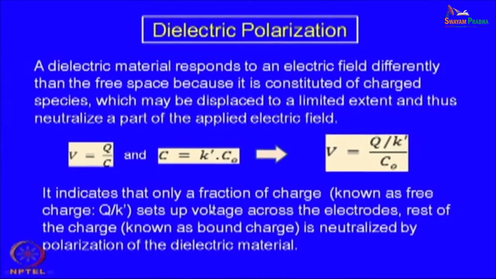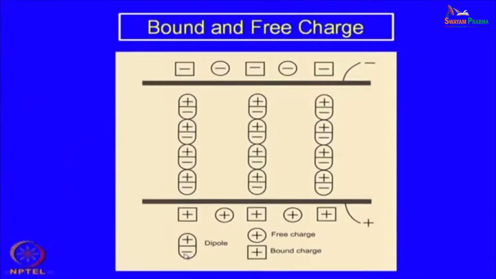It indicates that only a fraction of the charge, known as the free charge, which is given by this, sets up the voltage across the electrodes. The rest of the charge, known as the bound charge, is neutralized by the polarization of the dielectric material. So, this is what we basically call polarization, that means creation of some dipoles within the material.